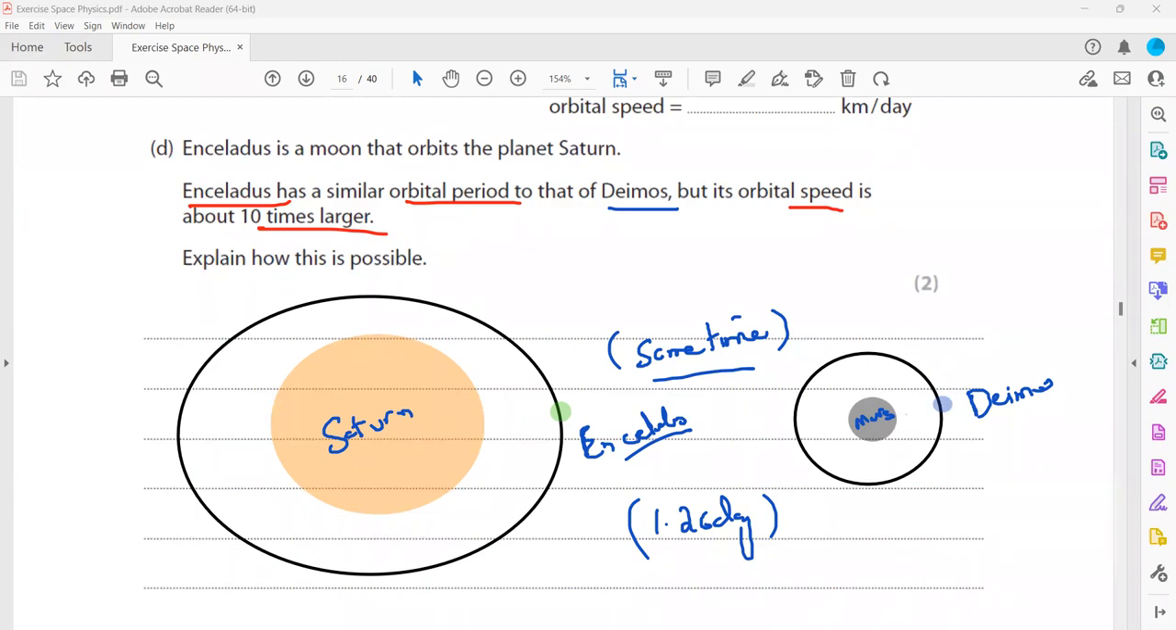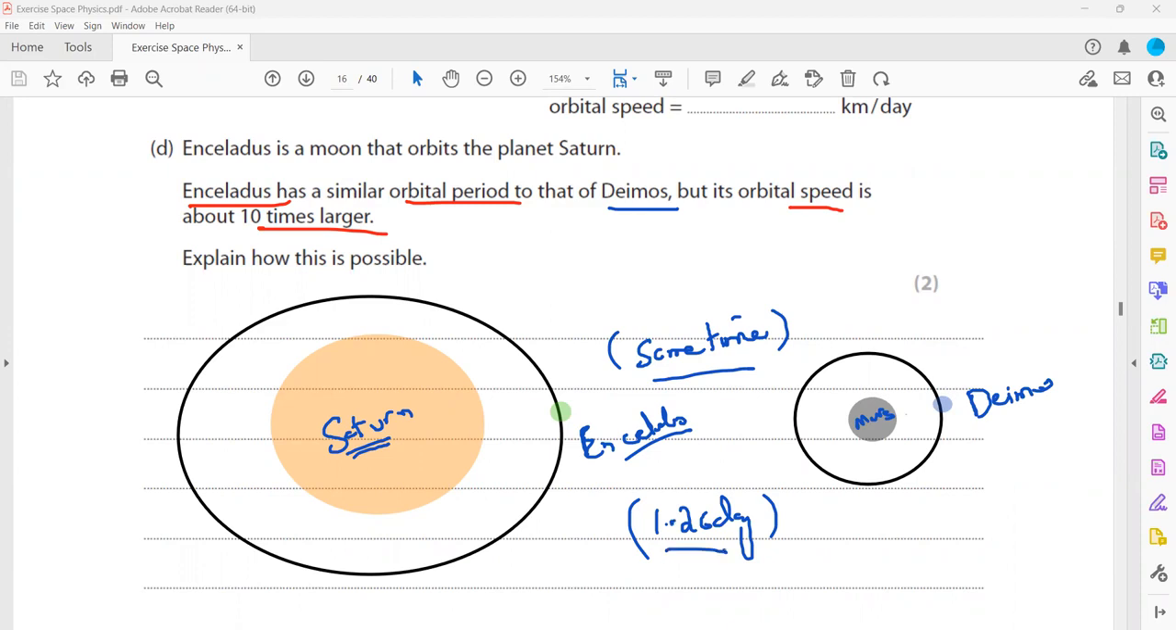The question is, the two moons are moving. One is moving around Saturn, another one is moving around Mars. As you know, Saturn's size is much bigger as compared to Mars. So the moon of Saturn is covering more distance, it has a greater circumference as compared to the moon of Mars. But they are taking the same time.